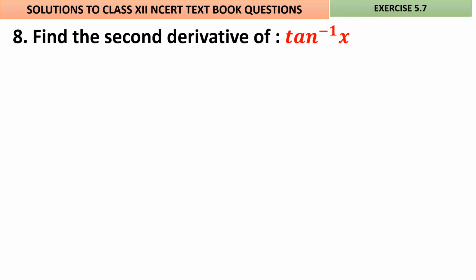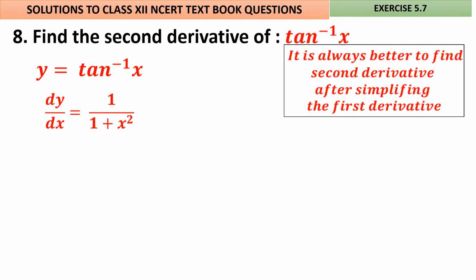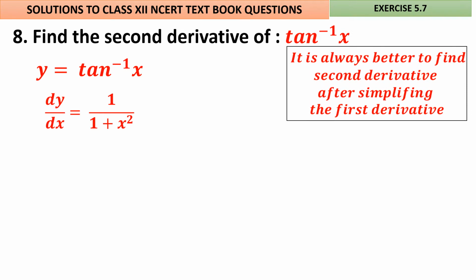Next one is find the second derivative of tan inverse x. Y is equal to tan inverse x. Dy by dx is 1 upon 1 plus x square. Now you can go for the second derivative directly. There is no problem. But remember, it is always advisable to find the second derivative after simplifying the first derivative. What is the meaning of simplifying? We will take something as common. We will try to cancel the terms which are having different signs.